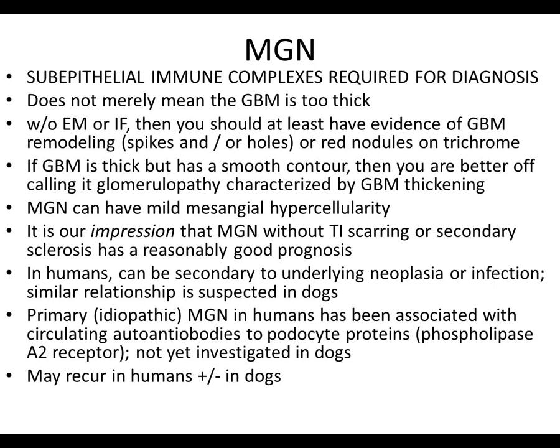And then the last three points: in humans, membranous actually gets subdivided into two separate categories, either secondary or primary slash idiopathic. We think in veterinary species we often see the secondary phenomenon, but again, we haven't really looked for the protein that is involved in primary membranous, which is the phospholipase A2 receptor. Because it hasn't been investigated in dogs, it's probably beyond the scope of what you need to know for boards. Nobody knows it in veterinary species.